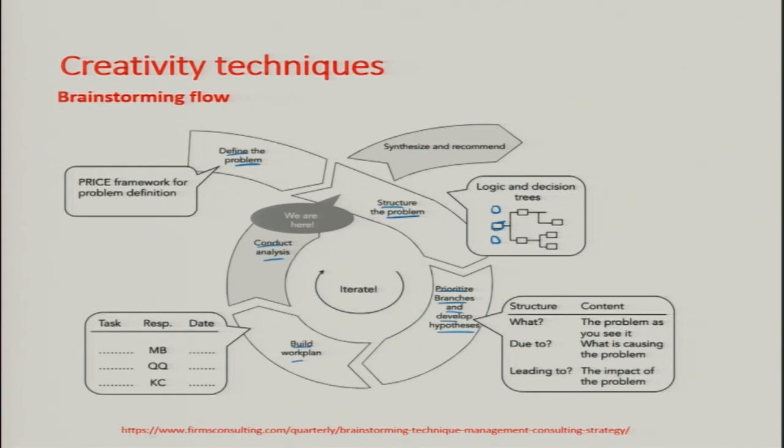Then while prioritizing the branches, we structure what to do, what the problem is as you see it, what is causing the problem, what does it lead to, what is the impact of the problem. So, then we have different tasks and concerns, those responsible for this, and the date, all those things, when we bring the work plan for this. Then see, this is how we get the final idea, conduct analysis and we get the final idea. So, this is brainstorming.